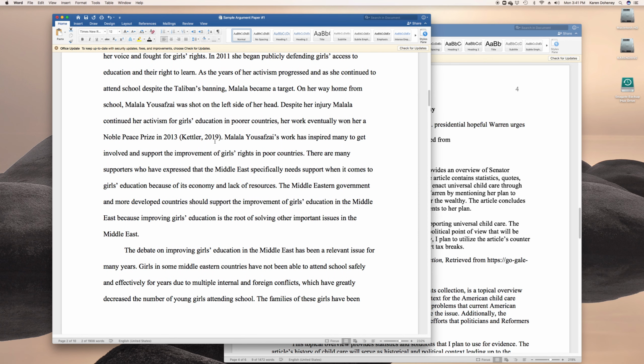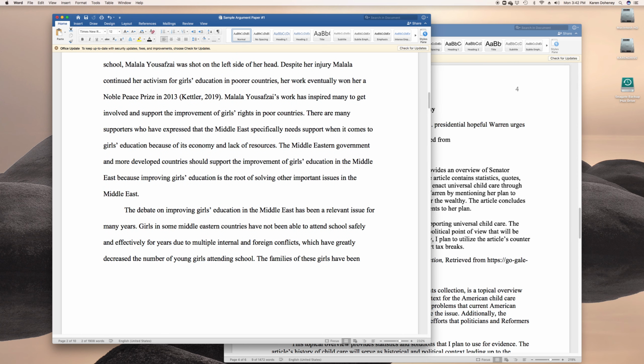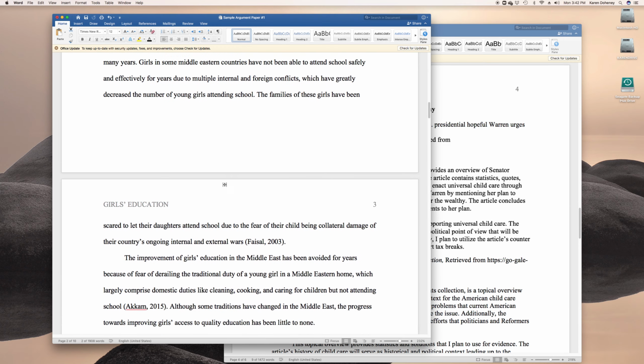But so that's a parenthetical citation, and again, that's okay to use if the source of the information is not important, just the information is. So you have to cite it because it came from a source, but who wrote it is not very important, okay? So that's a little bit different than what we've learned.